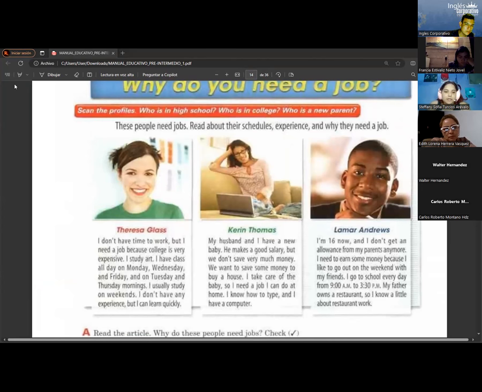Teresa Glass, I don't have time to work, but I need a job because college is very expensive. I study art. I have class all days on Monday, Wednesday, and Friday. And on Tuesday and Thursday mornings, I usually study on weekends. I don't have any experience, but I can learn quickly.